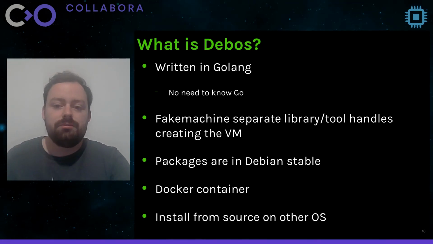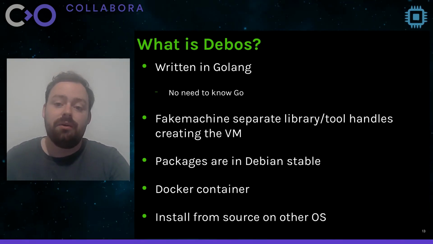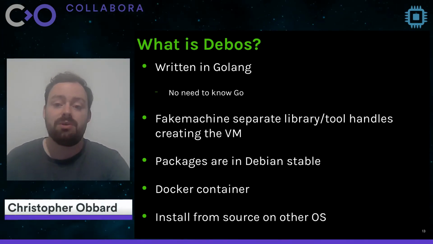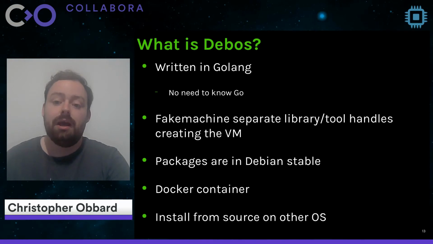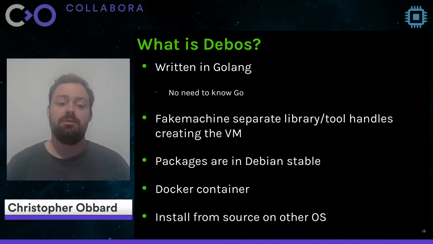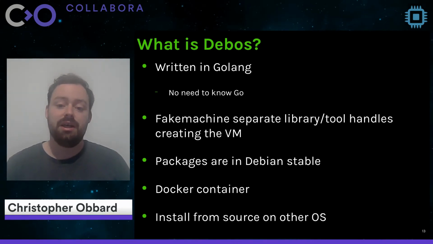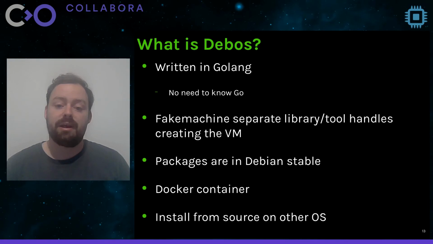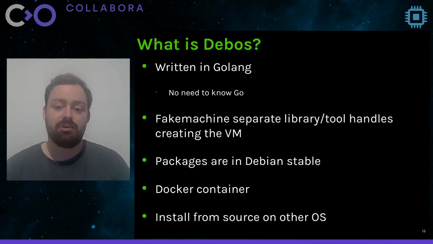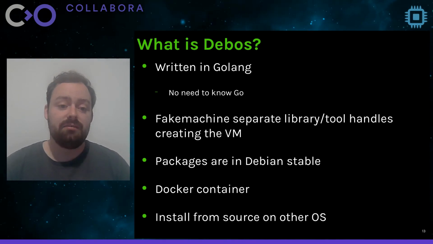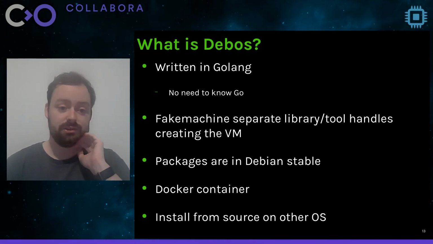So DebOS is a tool written in Go. You don't need to know Go to run DebOS. You only need to know Go if you want to add features to DebOS. There is Fake Machine, which is a separate library and a standalone tool which Collabora have generated, which creates virtual machines. Packages for both Fake Machine and DebOS are in Debian stable. We try to update these packages fairly quickly as well when new features are added.